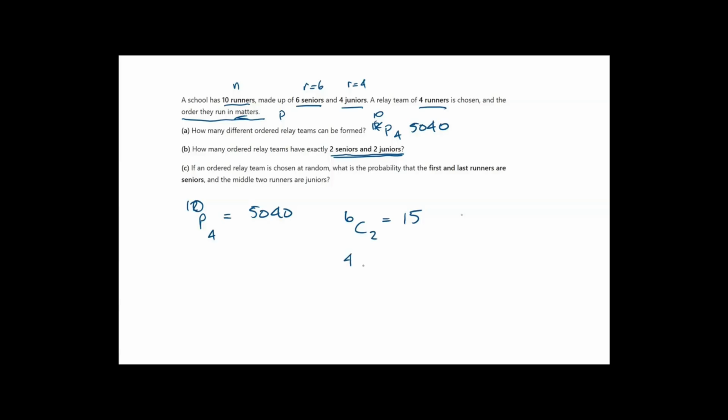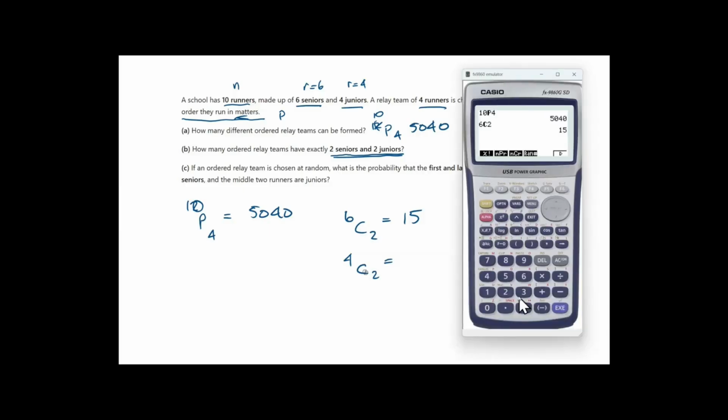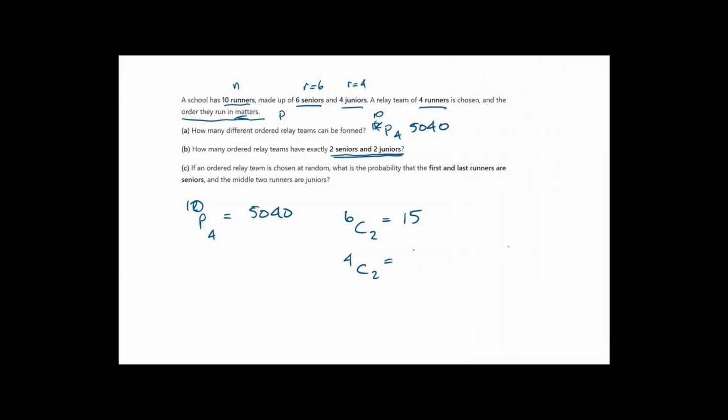For the juniors, it's going to be 4 choose 2, which is a little bit easier, I think. 4 choose 2. So there are going to be six different pairs that we can use. So all up, there are going to be 15 times 6 pairs all up. So there are going to be 90 different groups of 4 runners.